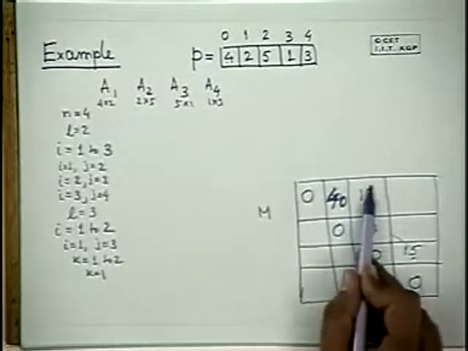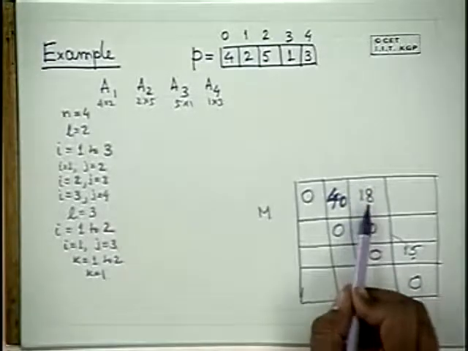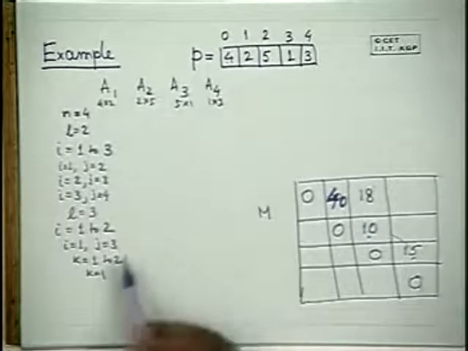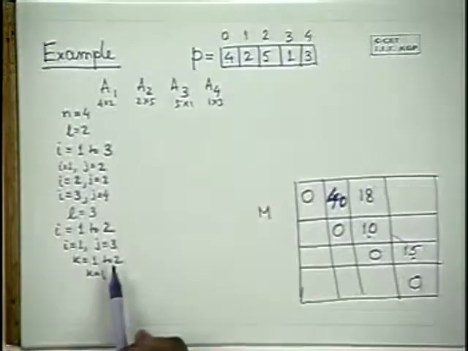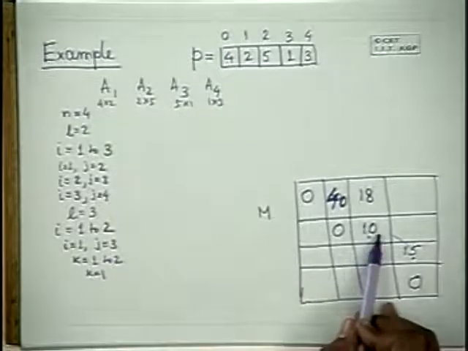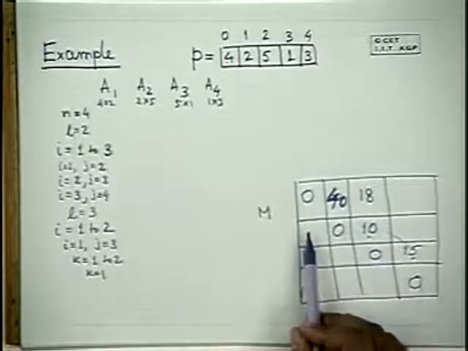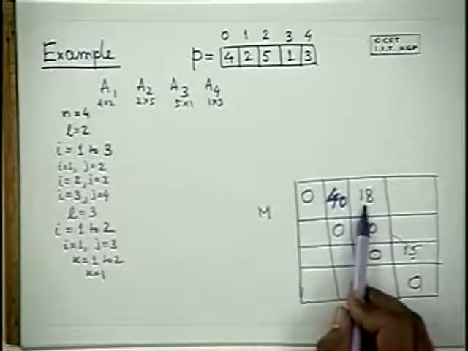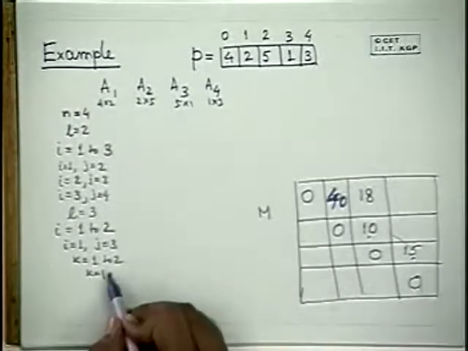See, when you did this M13 as 18, what does it mean? It means you took the multiplication with k is equal to 1. So basically you multiplied the A2 and A3, then you multiplied this result with A1, and that gave you 18. Right? So this is 18 now. So k is equal to 1 is done.